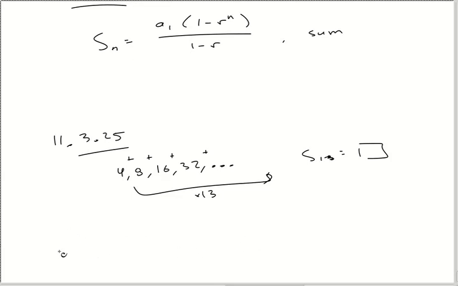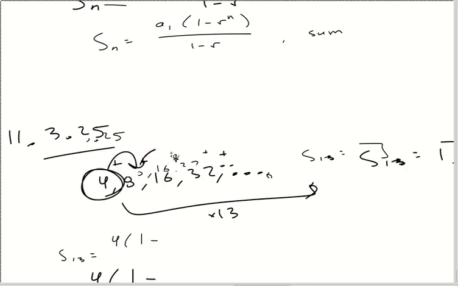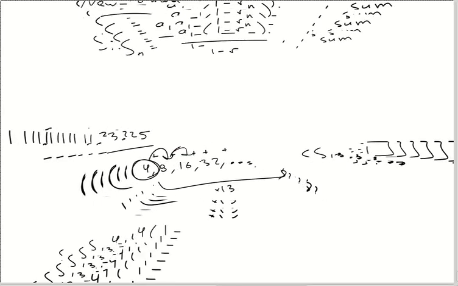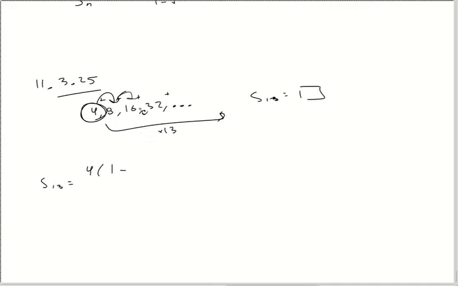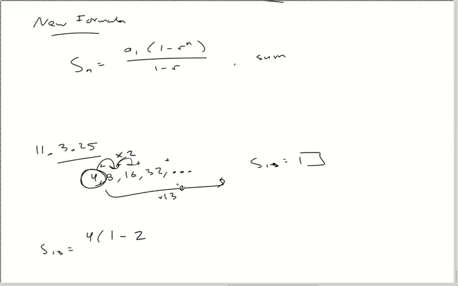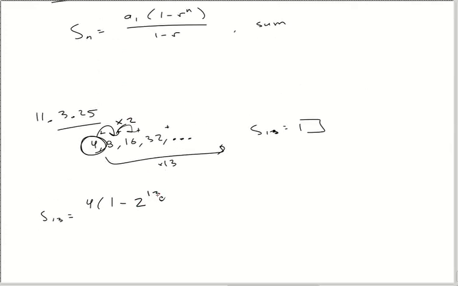This is actually super easy, given that new formula. So S sub 13 is equal to my A1. You can see right here, A1 is my first term, 4. 1 minus, and my R. What am I multiplying by each time? Oh, I did it again. I don't want to zoom in. No, no, no. Sorry, there's a button on my little stylus that just does that for me. I'm multiplying by 2 each time. And so I'm going to have a 2, just following this formula here, 2 to the 13th power, and all divided by 1 minus 2.